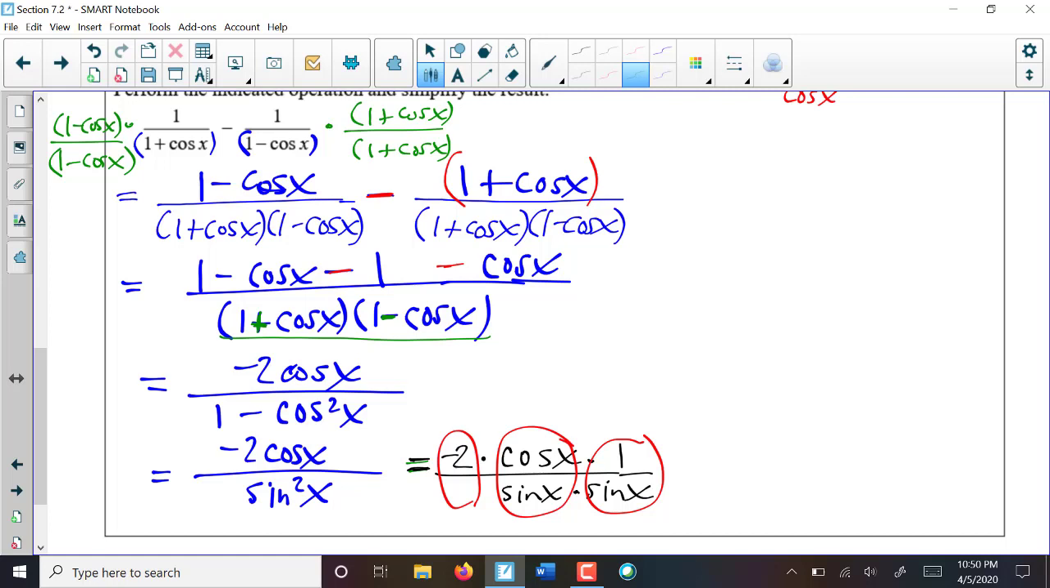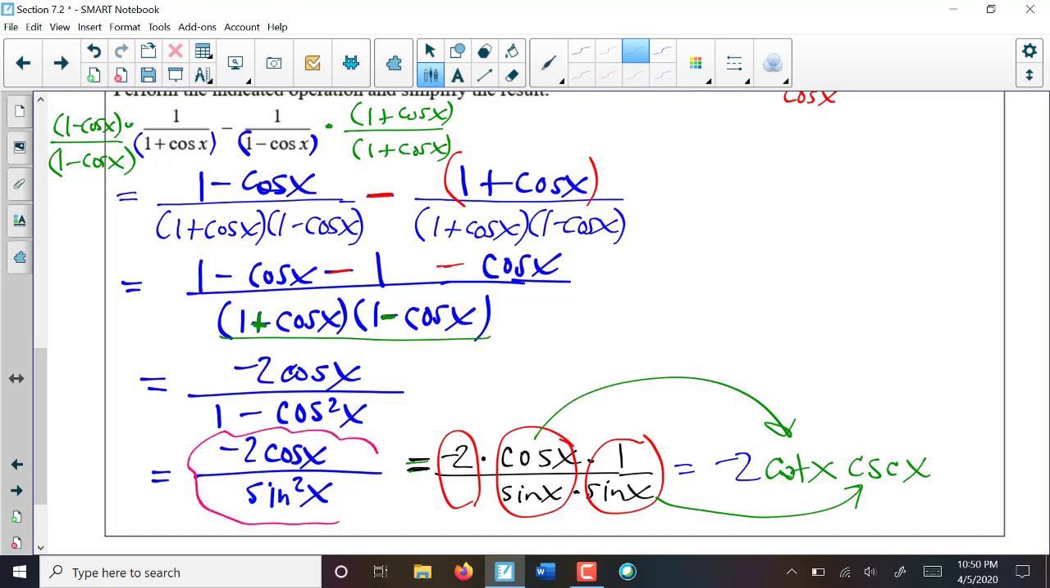And I know then that I've got negative 2. Cosine x over sine x becomes cotangent x. And 1 over sine x becomes cosecant x. Okay, so if it ever says in the instructions, simplify so that there are no quotients, like we've seen before, this isn't good because that is still a quotient or a fraction.